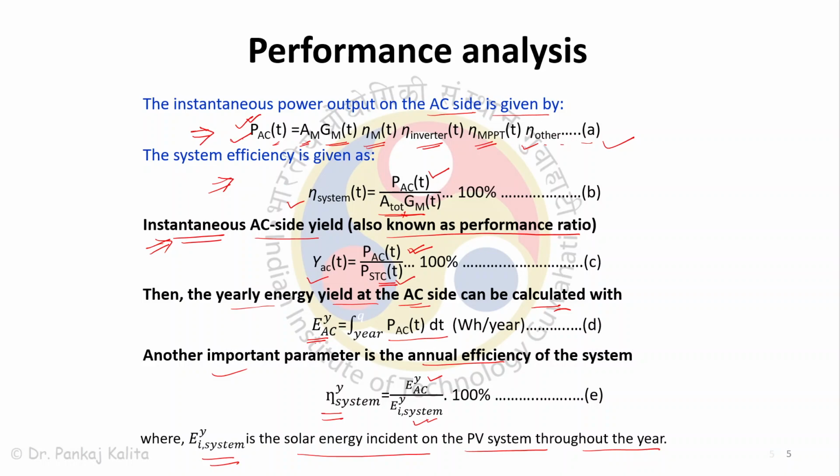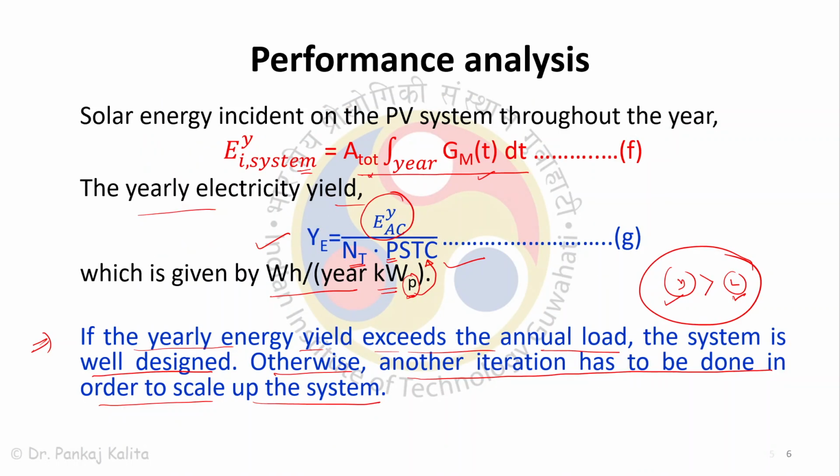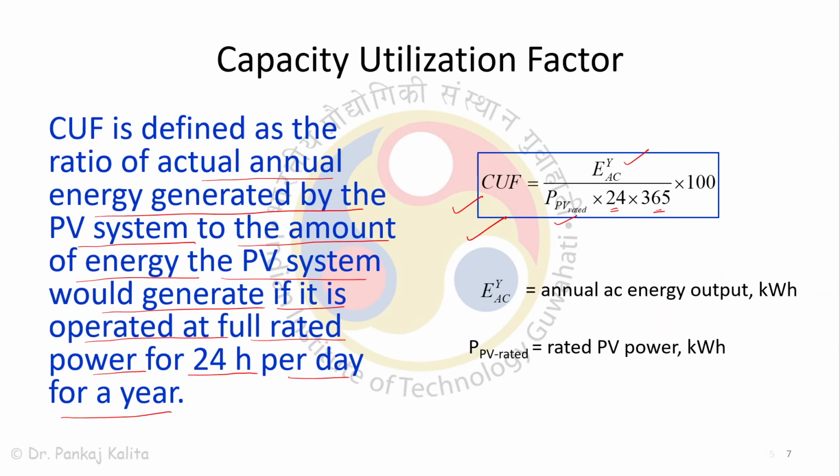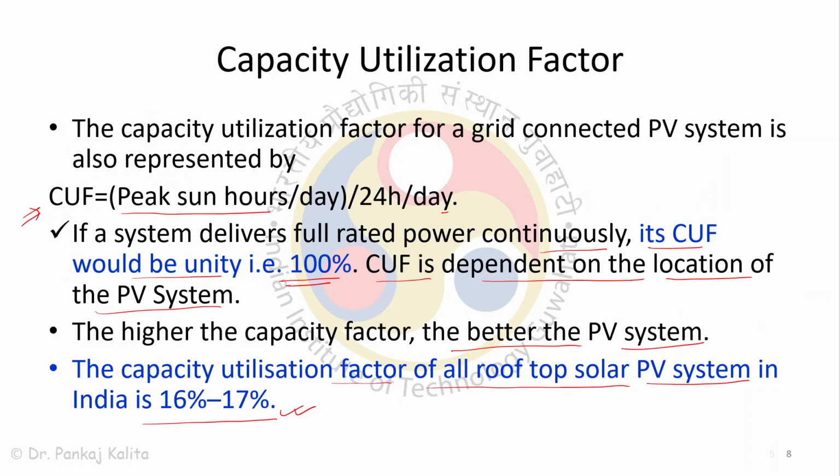So the efficiency of the system is calculated from the instantaneous power output from the AC side and the total power generated. These parameters are actually used to calculate the efficiency and performance analysis. Then there is capacity utilization factor, that is defined as the ratio of actual annual energy generated by the PV system to the amount of energy the PV system would generate if it operated at full rated power for 24 hours per day. So actually the main problem here is that the capacity utilization factor is very low for solar power. It's 0.3 or something.